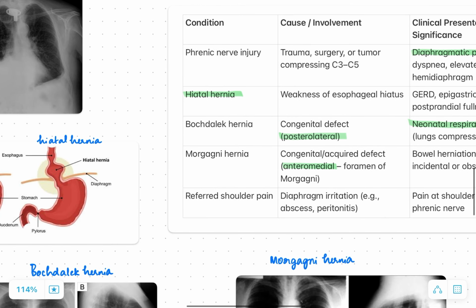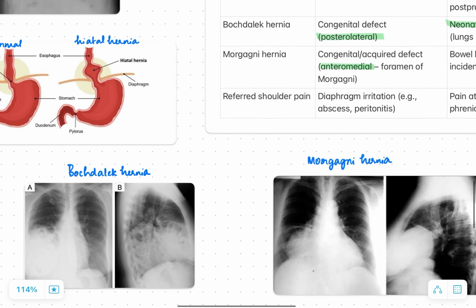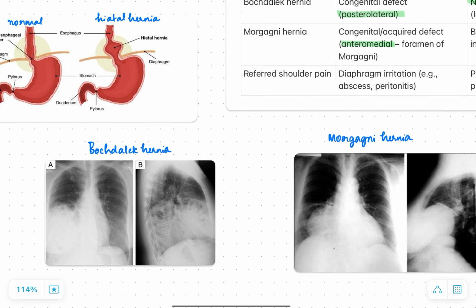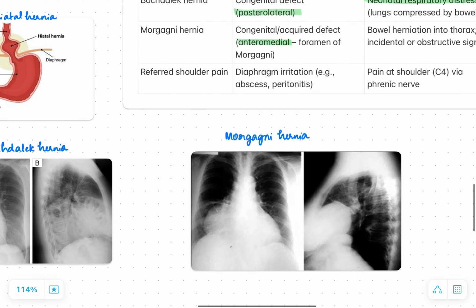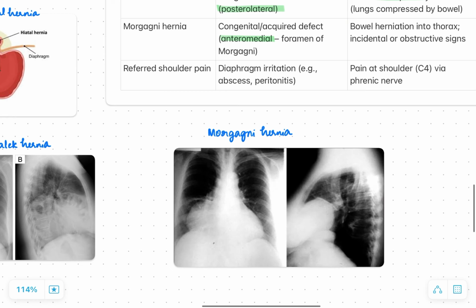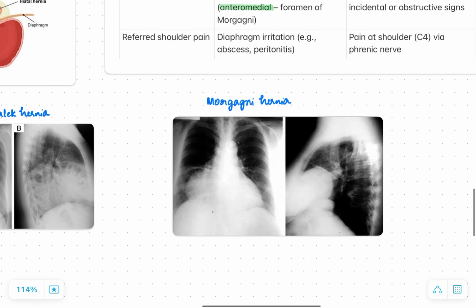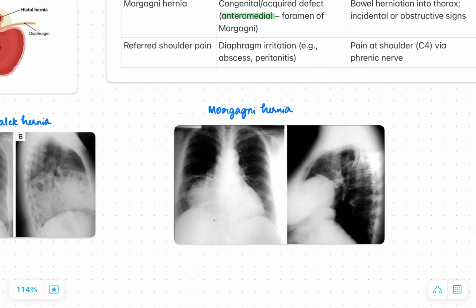Next is Bochdalek hernia. Here there is a posterolateral defect, and it causes neonatal respiratory distress because the bowels will enter the thoracic cavity through this opening. And Morgagni hernia is similar to this, but there is an anteromedial defect. It passes through the foramen of Morgagni and the bowel herniates into the thoracic cavity. Similarly, the lungs will be compressed by the bowel and there will be respiratory distress and referred shoulder pain. Here diaphragmatic irritation will be caused because pain at the shoulder is via the phrenic nerve.